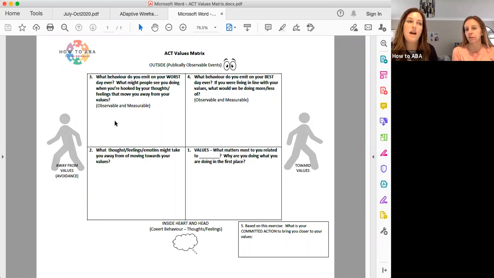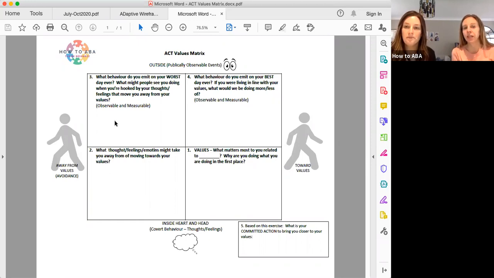Sometimes it is escape, but it's escape from private events. Sometimes it's some of the other ones, like defusion and avoidance. Those were all different types of functions that are more private events than actual attention-seeking functions. Those, I feel, got a little bit more complicated in terms of identifying what the function is of their specific action that's bringing them away from their value. But even if you can't get to that level, I think that this is still a worthwhile activity.